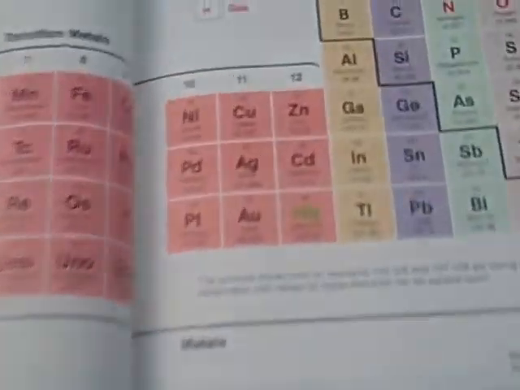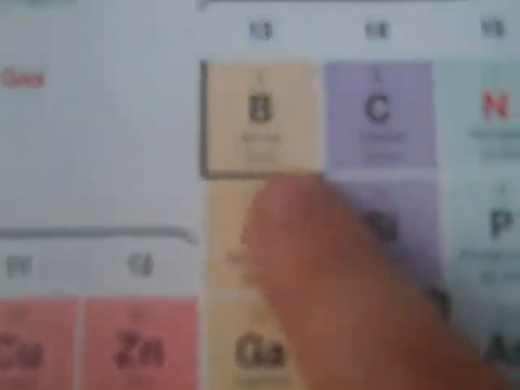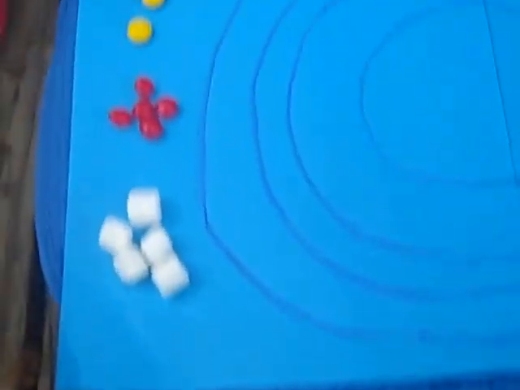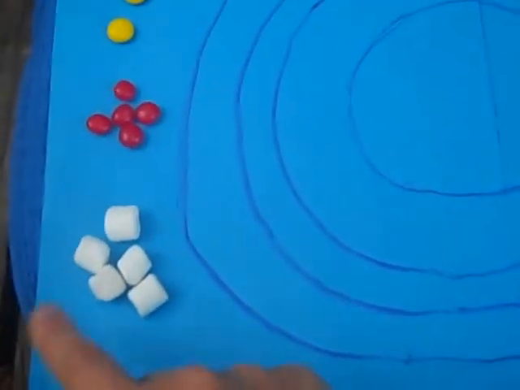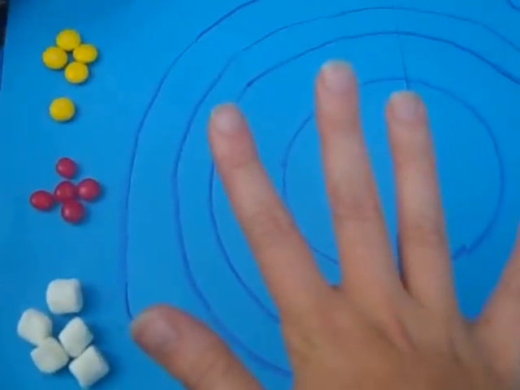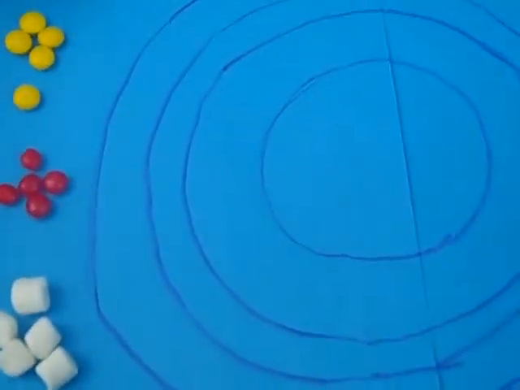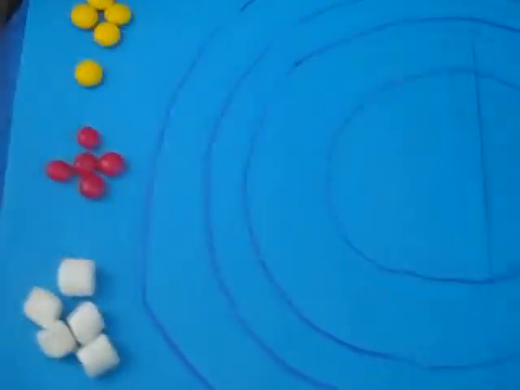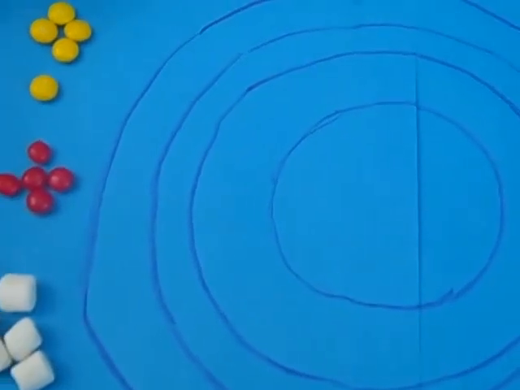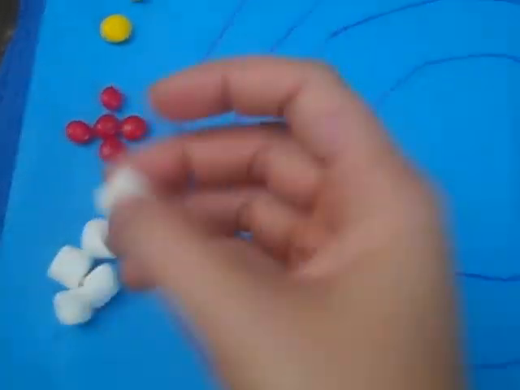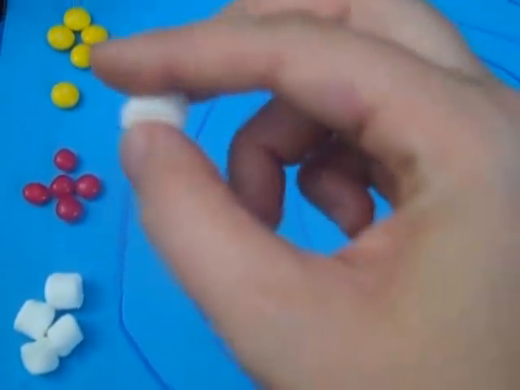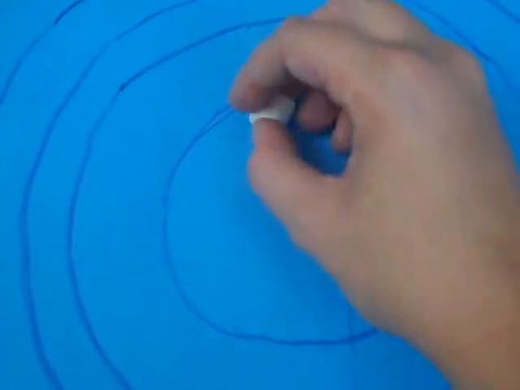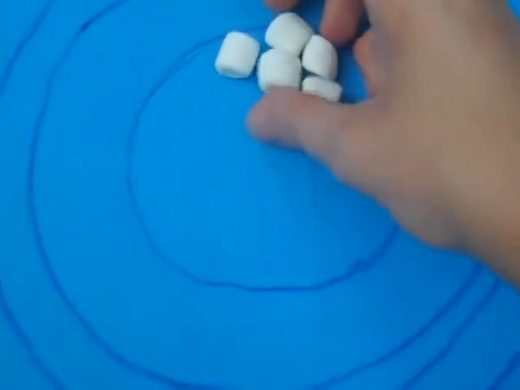So let's say I'm going to choose boron up here, and boron has an atomic number of 5. Since the atomic number means that there's 5 protons, and protons are the biggest particle inside the atom, I chose to represent them with marshmallows because they're the biggest ones. They take up the most mass of the atom, and so they go inside the nucleus.